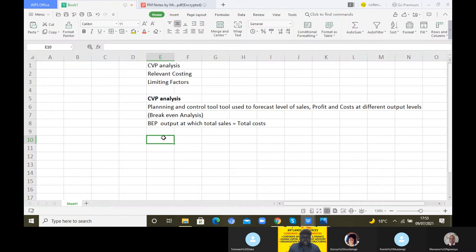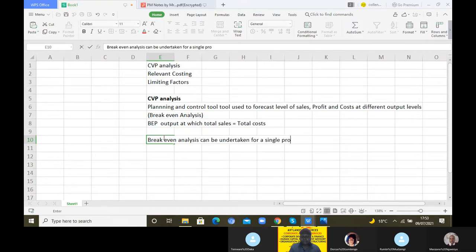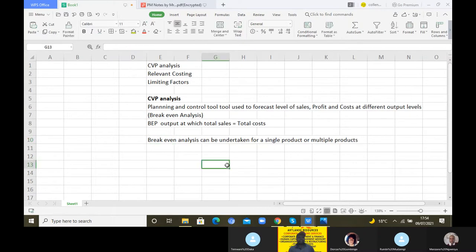So let us see here. Break-even analysis can be undertaken for a single product or multiple products. You know, you can sell one product or you can sell multiple products. It's not possible for you to sell just a single product nowadays. Normally, even if you have a boutique, you do have multiple products.